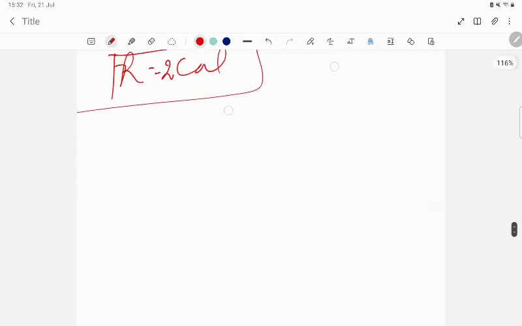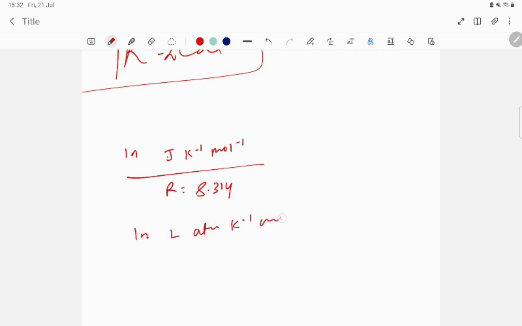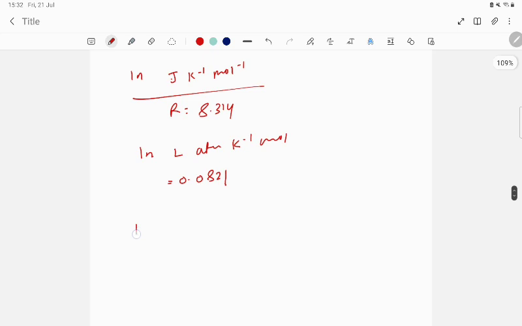So we discussed 3 units, student. In joule, R is equal to 8.314 joule Kelvin inverse mole inverse. In liter atm Kelvin inverse mole inverse, it is coming 0.0821, right? In calories, R is equal to 2 calories. So this is all about the answer.